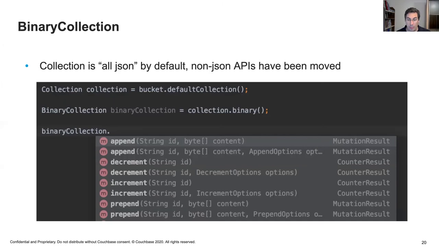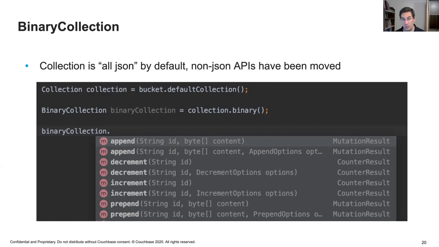Also with SDK 3, we made sure that all primary APIs are first class JSON APIs. Now, there are certain legacy operations on the SDK which work with non-JSON data. Counters, they were called counters in SDK 2, and append and prepend. So what we did in SDK 3 was move those APIs to the binary collection, which you can access through the collection instance. So on the collection instance, you call .binary, you get a binary collection, and then you can perform your append, decrement, increment, and prepend operations, being very clear that those are not JSON operations.